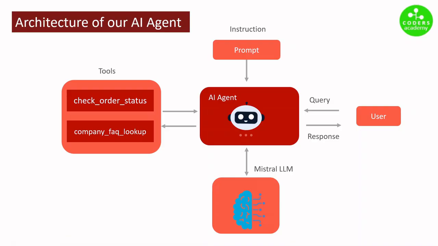It hands the query to a Mistral AI brain. The brain looks at its toolkit, realizes it needs to call a custom check order status tool and a company FAQ tool, runs them, gathers the answers, and feeds them back to the user in a seamless response. Once the architecture is clear, let's write down the code and look at the demo.